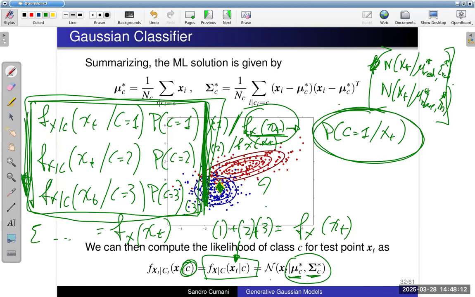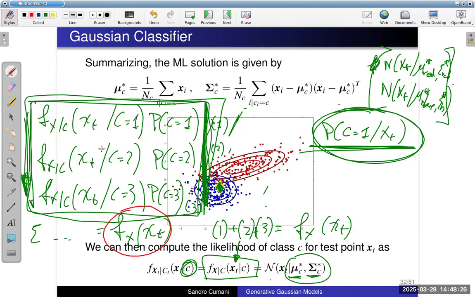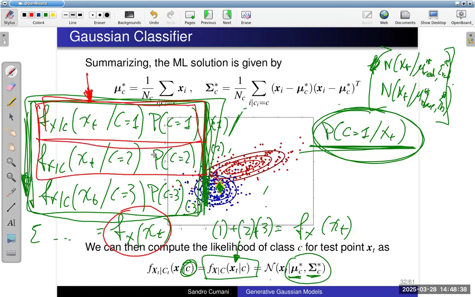And actually, we have seen that the marginal is not really important because in the end, what we will do is look at the class which has the maximum posterior probability. Since this denominator does not depend on the class, it will be the same for all classes. So the maximum of the class posterior probability will also be the class for which the joint probability is maximum. So once I've computed these values, I have all the information that I need to make my class assignment.